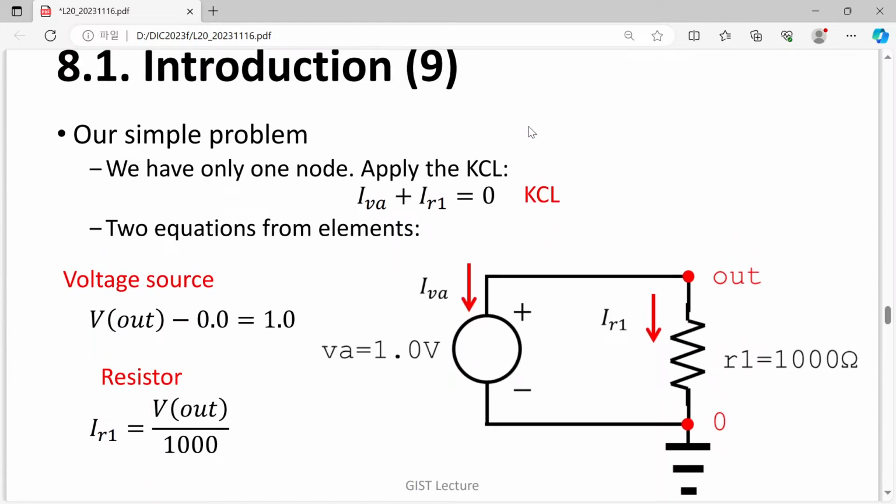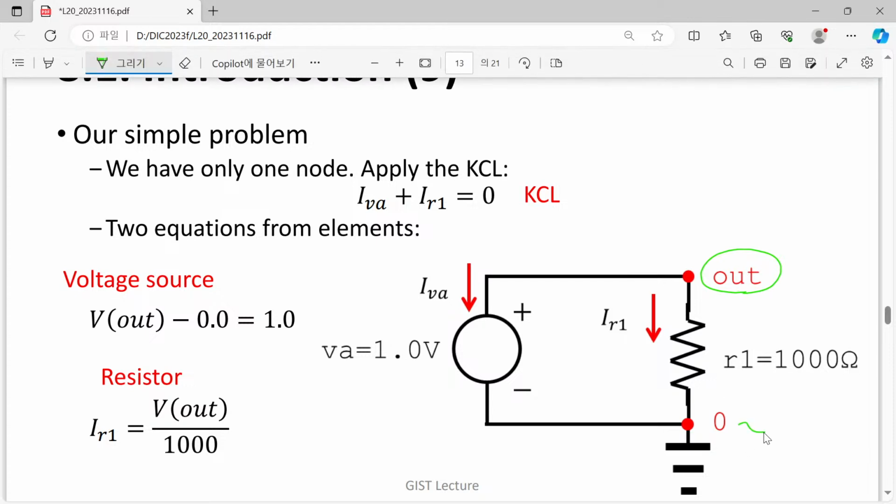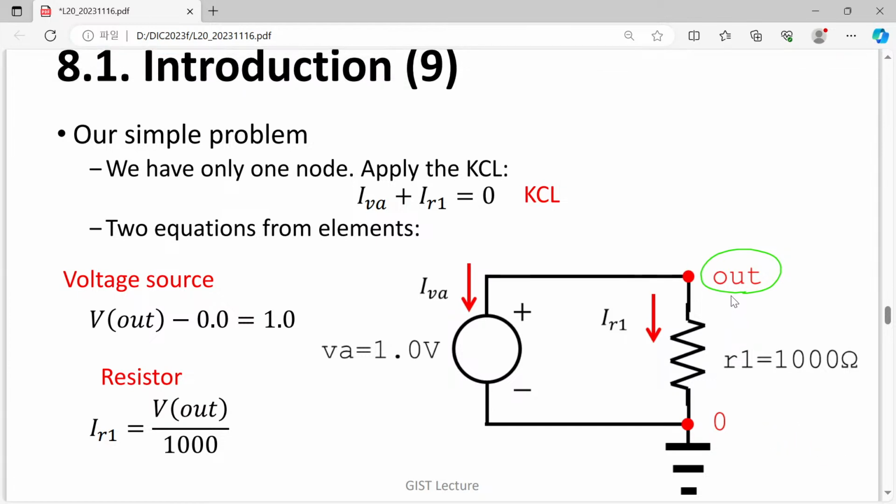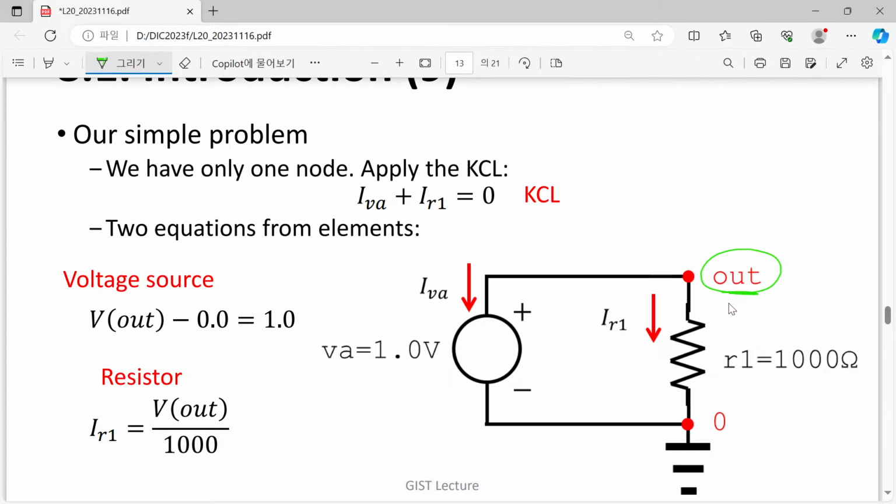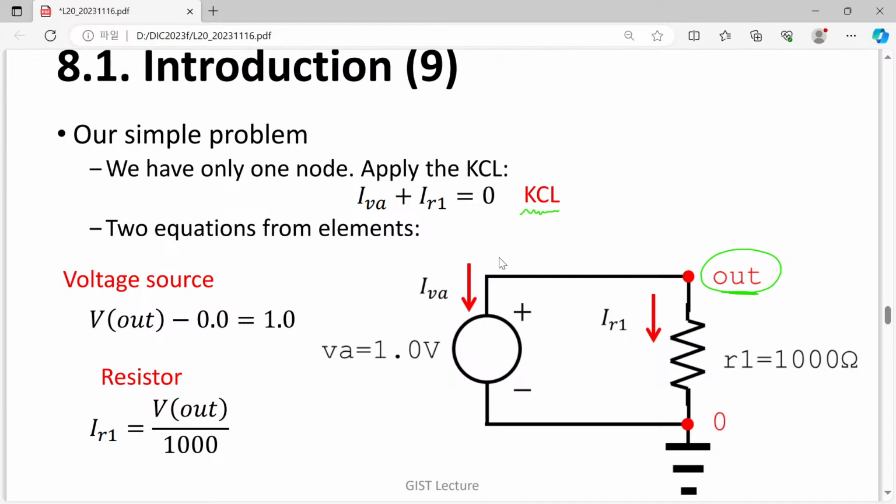Here we must identify the node, and here we have only one node called out. Of course, you may say that, oh, here we have also ground. However, in the case of ground, we don't care because ground is just fixed to the voltage 0. So we must concentrate on our out node. In the out node, we must apply Kirchhoff's current law. It simply states that the sum of all branch currents should vanish. This is a simple way.